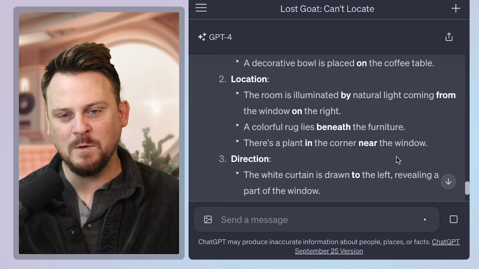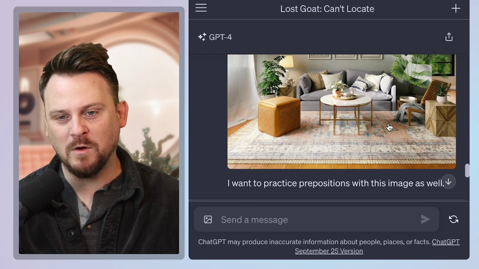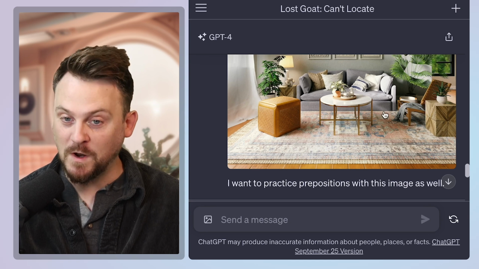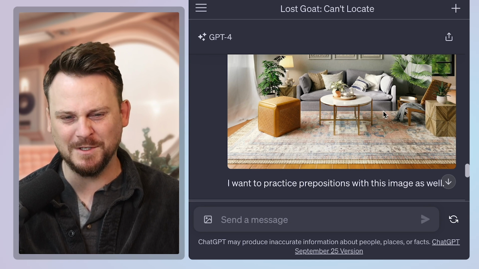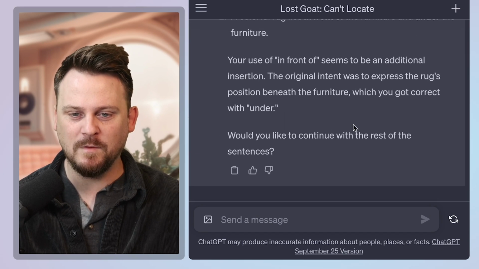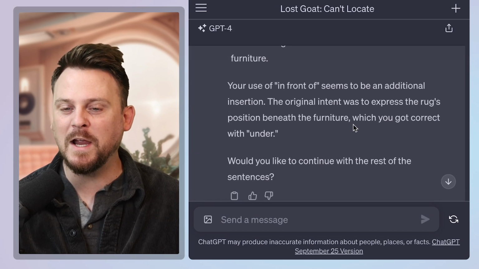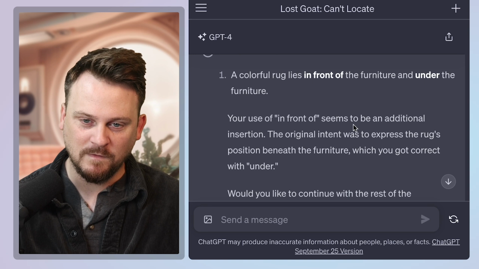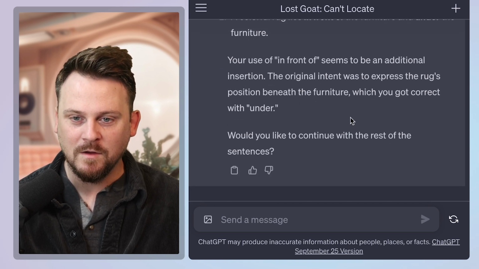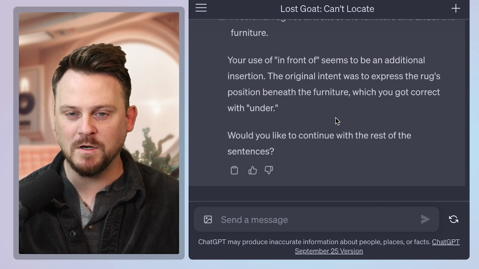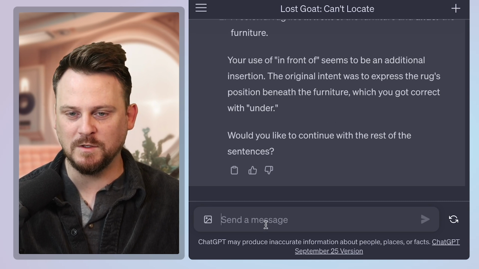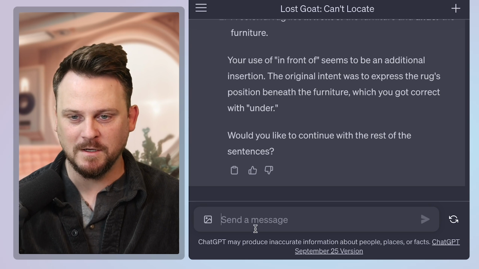Okay, I see where you're coming from, ChatGPT, but to be totally honest, we got to look carefully. That rug is in front of that sofa. It is, absolutely. So, all right. I mean, yeah, ChatGPT is right in a sense because most of the furniture is beneath, right? Or under. But I think you could also say that I'm partially right.